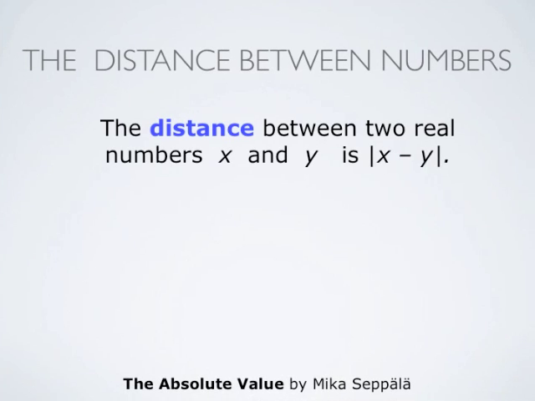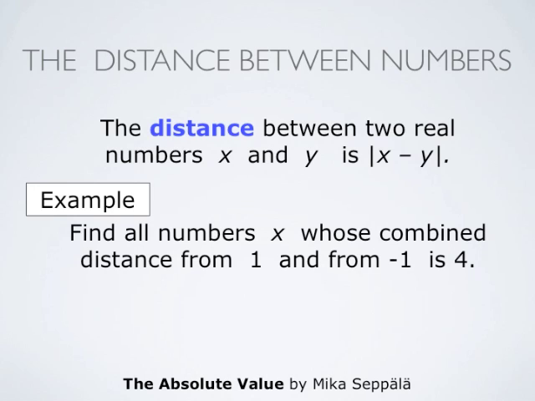The absolute value has a geometric interpretation. Consider numbers x and y as being points on the number line. The distance between these points on the number line is the absolute value of the difference x minus y. For example, consider the problem of finding all those numbers whose combined distance from 1 and from negative 1 is 4.